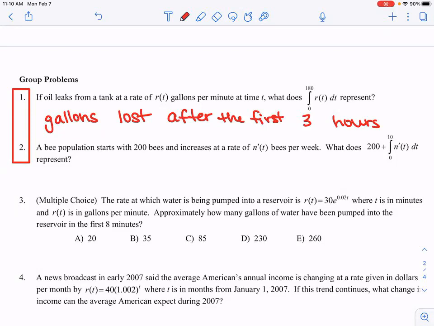Okay, a bee population starts with 200 and increases at this rate. So we have 200 plus the integral of the rate. Okay, Gwen, what does that represent?